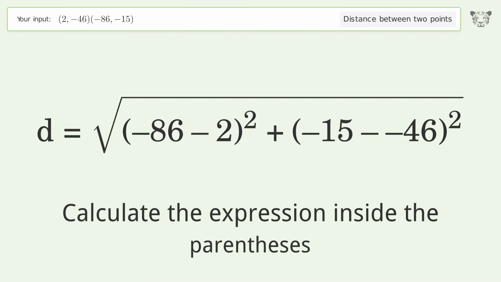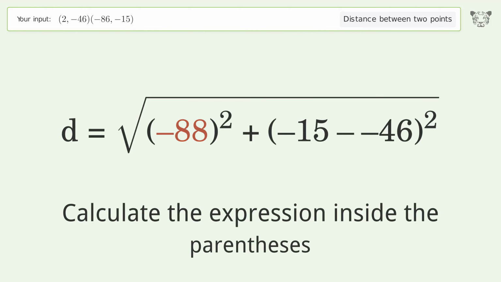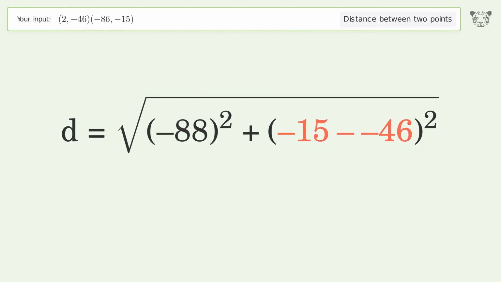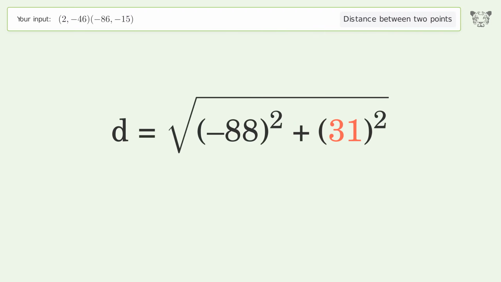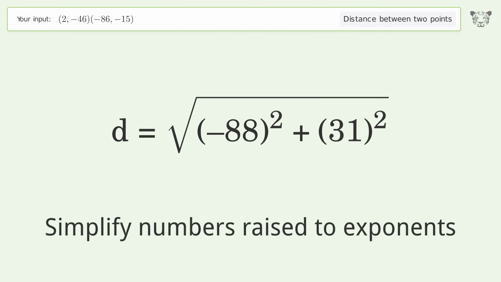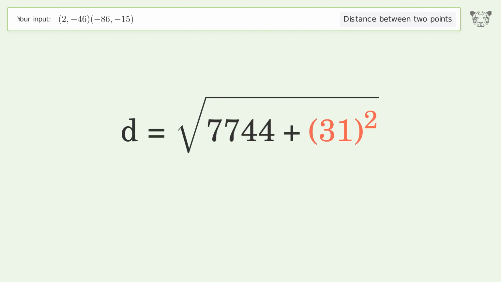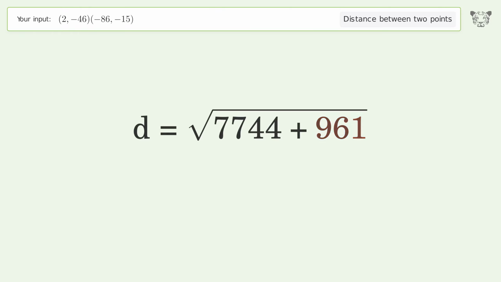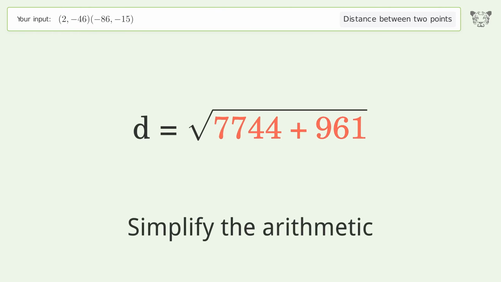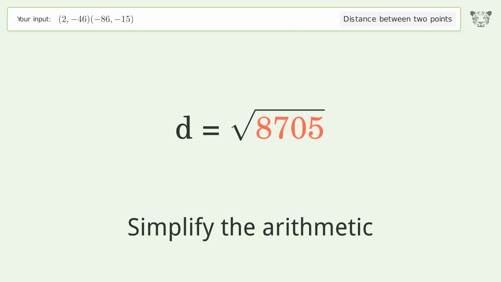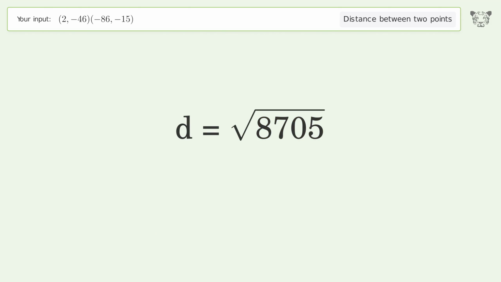Calculate the expression inside the parentheses. Simplify numbers raised to exponents. Simplify the arithmetic. And so the distance between the 2 points is the square root of 8,705, or 93.301.